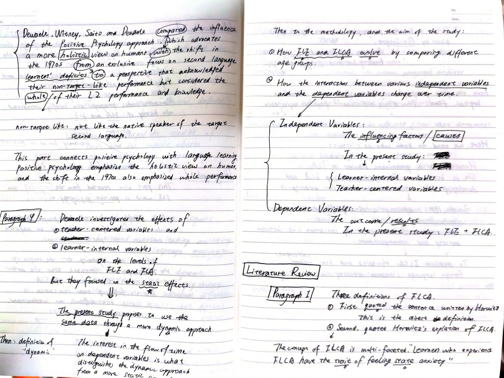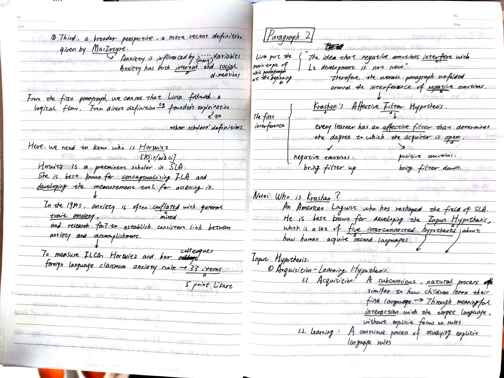So the 5-point Likert scale, you can also see this kind of scale in the foreign language enjoyment scale. Therefore, the patterns of those questionnaires or scales are identical. And then we come to paragraph 2.